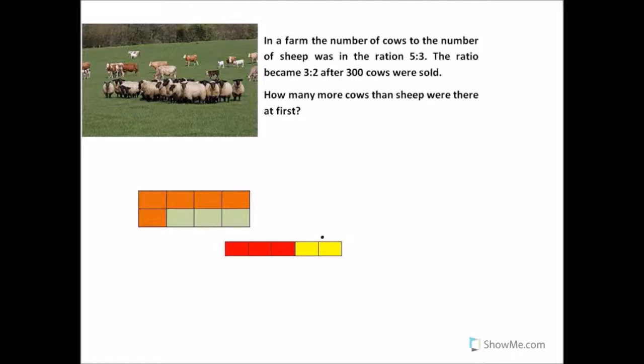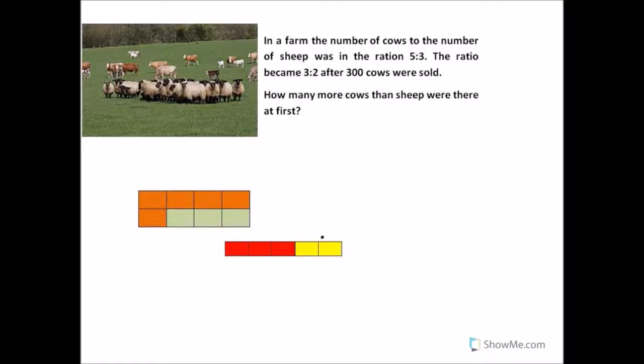In a farm, the number of cows to the number of sheep was in the ratio 5:3. The ratio became 3:2 after 300 cows were sold. How many more cows than sheep were there at first?